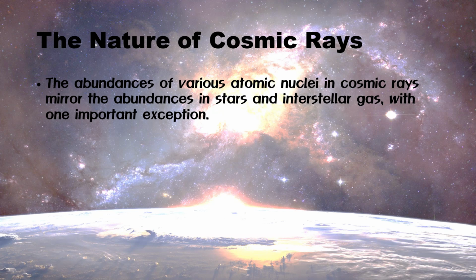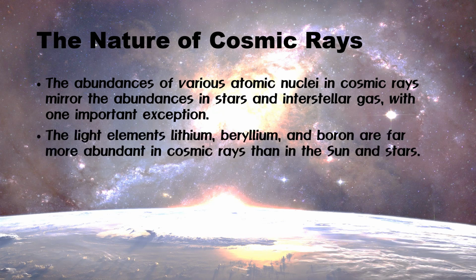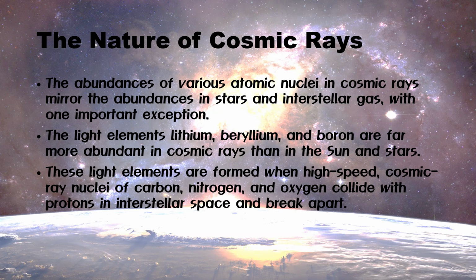Now, the abundances of various atomic nuclei in cosmic rays very much mirror the abundances in stars and interstellar gas, but with one important exception. And again, we say it mirrors it because, what's the most abundant thing that we see? Hydrogen. What is the most abundant thing here in cosmic rays? Hydrogen nuclei. So if we look at, for example, the light elements lithium, beryllium, and boron, these are actually far more abundant in cosmic rays than what we find in things such as the sun or in other stars. These light elements are actually formed when high-speed cosmic ray nuclei collide with carbon, nitrogen, and oxygen, and with the protons deep in outer space, and they break apart.